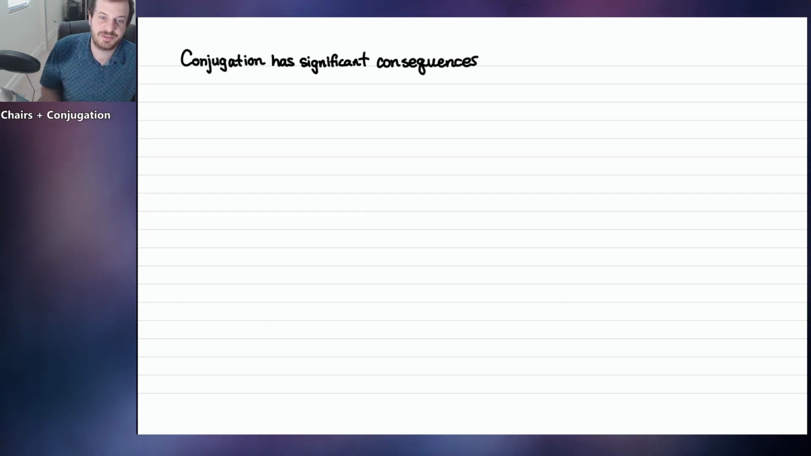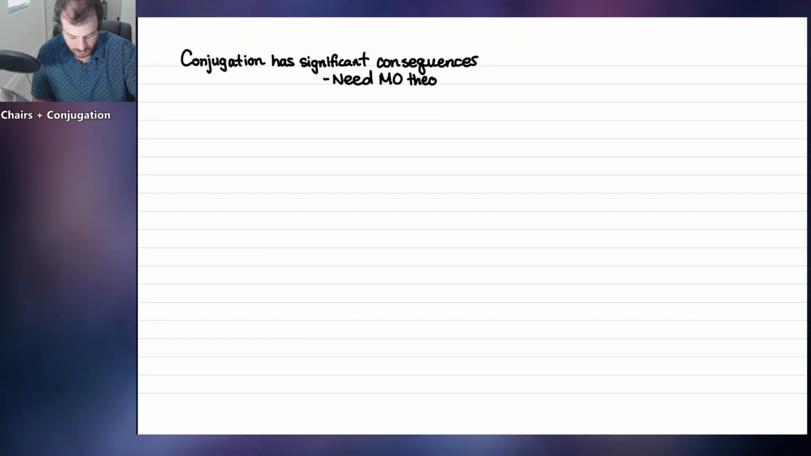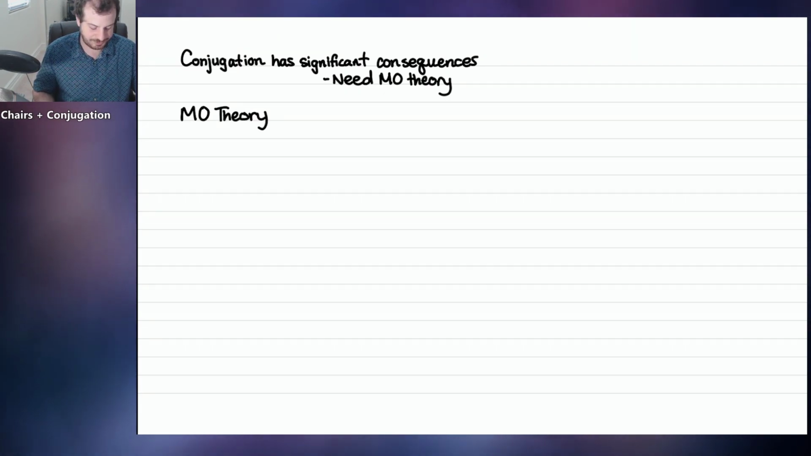However, we cannot explain these consequences using valence bond theory. We need something called molecular orbital theory, which is an upgraded version of valence bond theory. Molecular orbital theory is really boring and kind of complicated, but in a nutshell, this is what it is. In molecular orbital theory, atomic orbitals combine to form things called molecular orbitals.